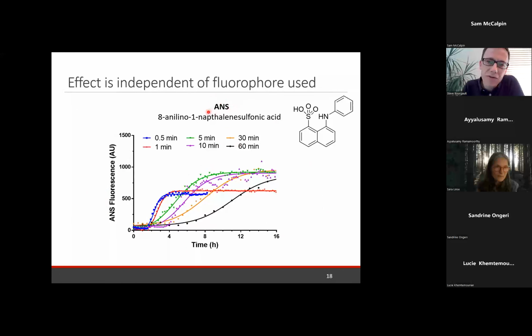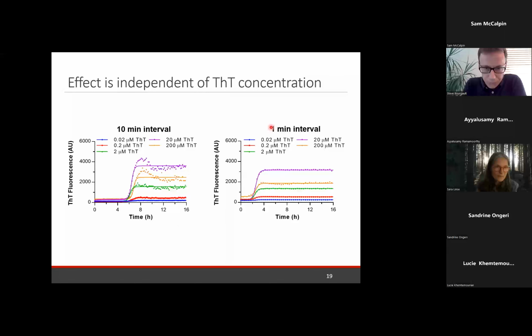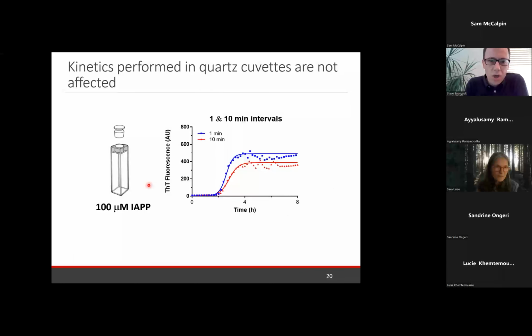So he went back to his assay, and he changed the thioflavin T to another dye. There are many different dyes, but here he tried ANS, and the same trend was observed using ANS instead of thioflavin T. And also, he saw that this effect was independent of ThT concentration. So if you do the 1-minute interval or 10-minute interval, you have the same trend, whatever the thioflavin T concentration you're using here.